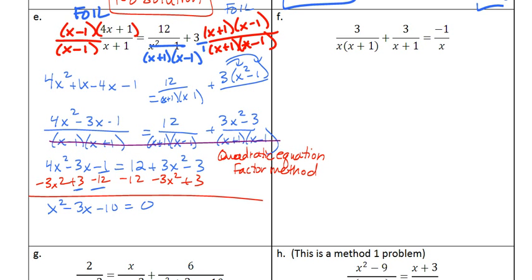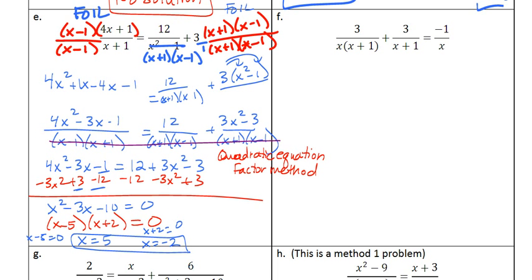Once you get everything on one side and you have it set equal to 0, that is when you factor it. So I get x minus 5, x plus 2 when I factor it, because negative 5 times 2 is negative 10. Negative 5 plus 2 is negative 3. Remember, I set them equal to 0, so my two answers are going to end up being 5 and negative 2. And then I need to check them because it is very likely one of these is going to end up being extraneous. Not always, though.